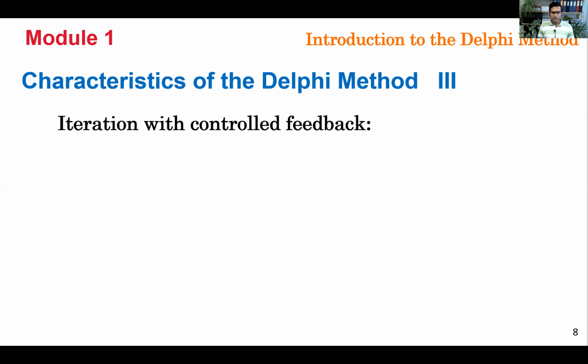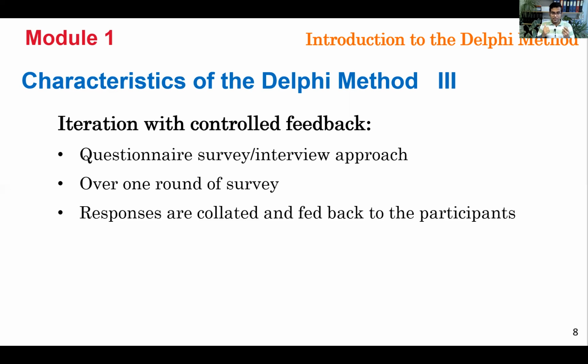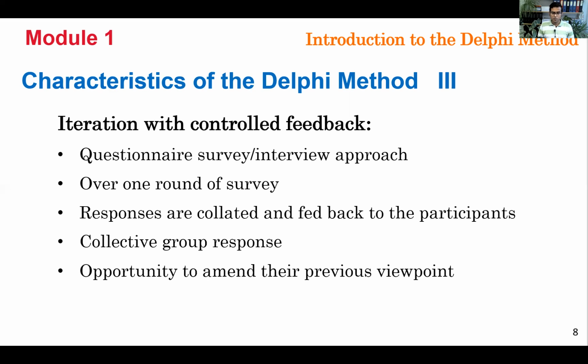Iteration with control feedback. This second characteristic clearly distinguishes the approach from the questionnaire survey. Delphi studies, by definition, continue for over 1 round. As responses are received in each round, these are collated and fed back to the participants as a collective group response. This gives participants the opportunity to amend their previous viewpoint in the light of collective opinion and provide further comments if desired as the rounds progress.